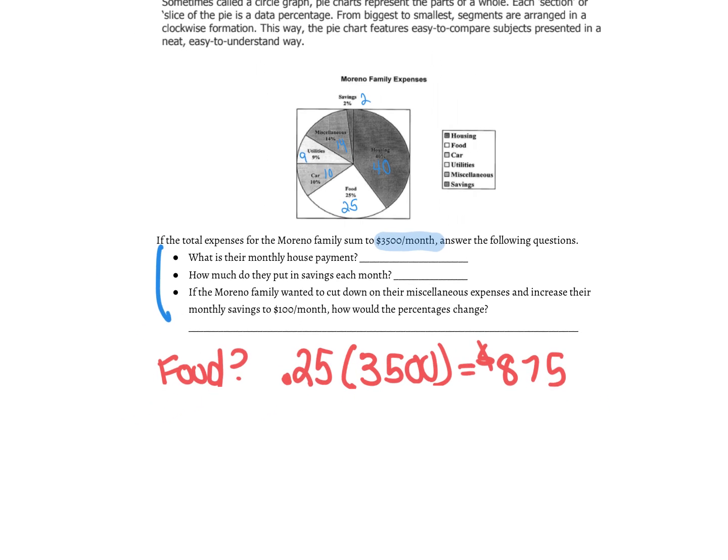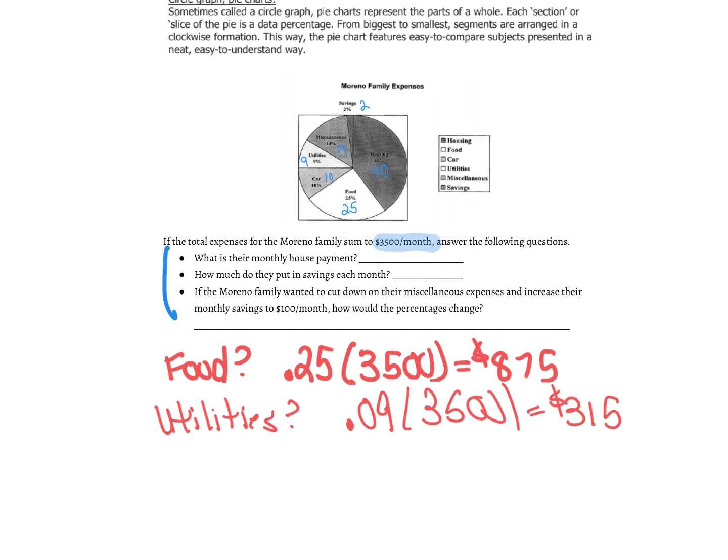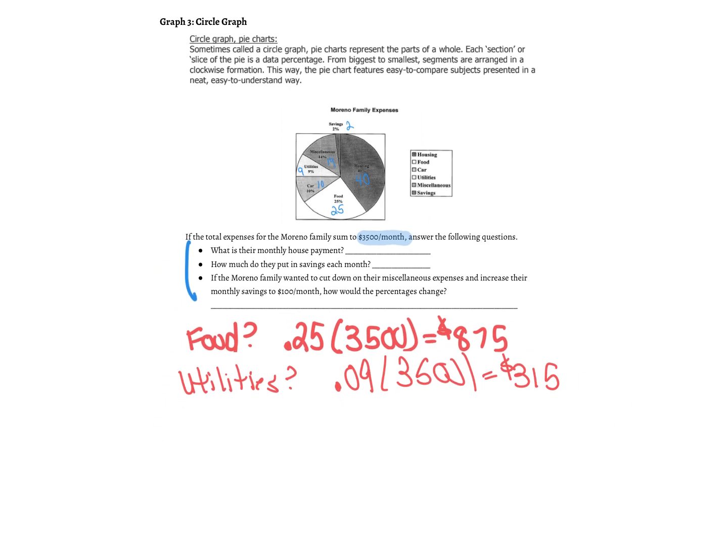Okay, we could also think, all right, what about utilities? How much do they spend on utilities? Well, if you look, utilities is 9%, so we're going to make sure we write that as a decimal. And they still have $3,500 total that they're spending. So if they spent 9% on utilities, that's like gas, electric, phone, that kind of a thing, they would be spending approximately $315 per month.